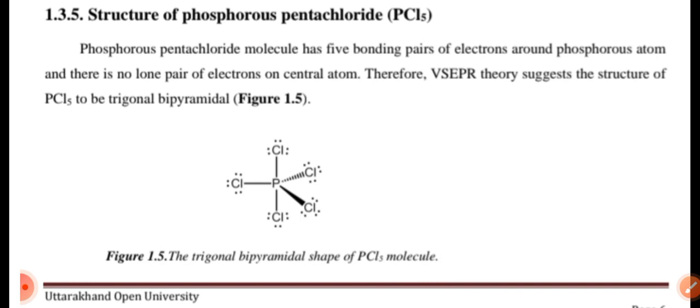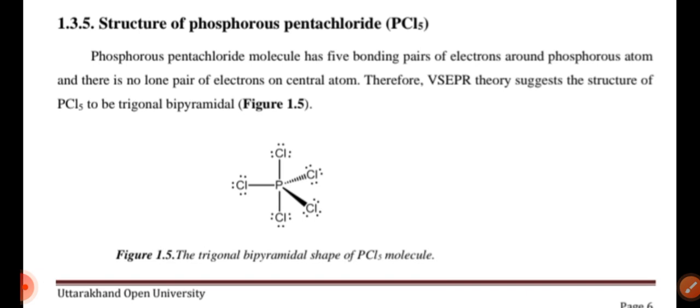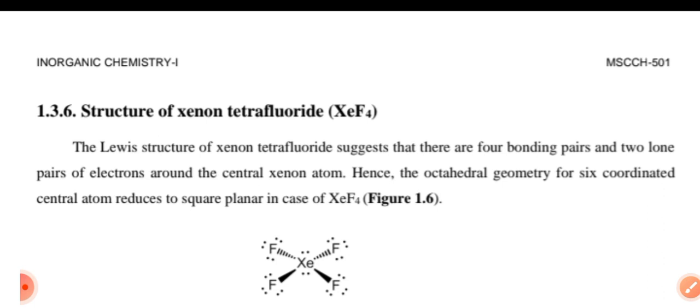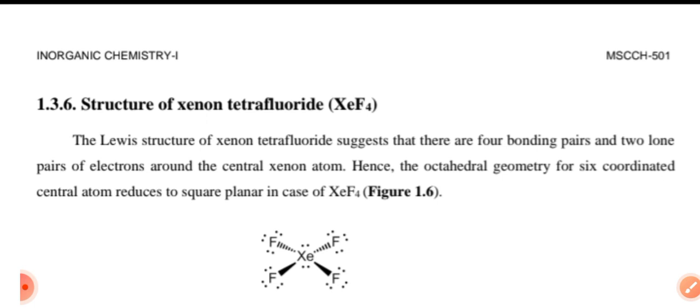The trigonal bipyramidal shape of phosphorus pentachloride molecule. Structure of xenon tetrafluoride, XeF4. The Lewis structure of xenon tetrafluoride suggests that there are 4 bonding pairs and 2 lone pairs of electrons around the central xenon atom. Hence, octahedral geometry for a 6 coordinated central atom is reduced to square planar in case of XeF4.